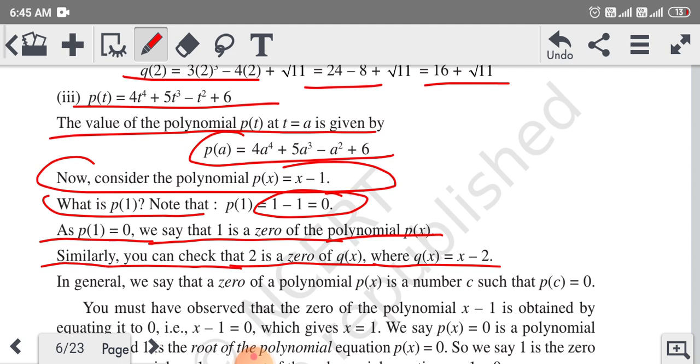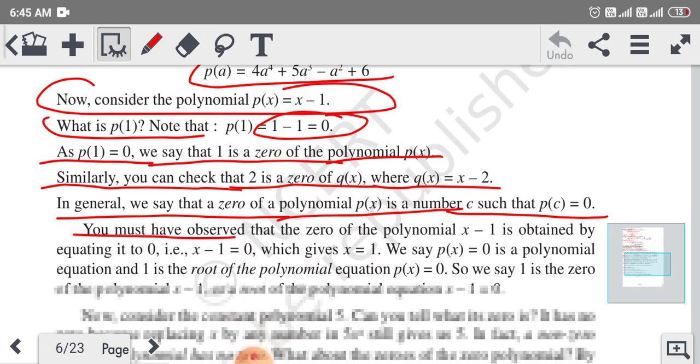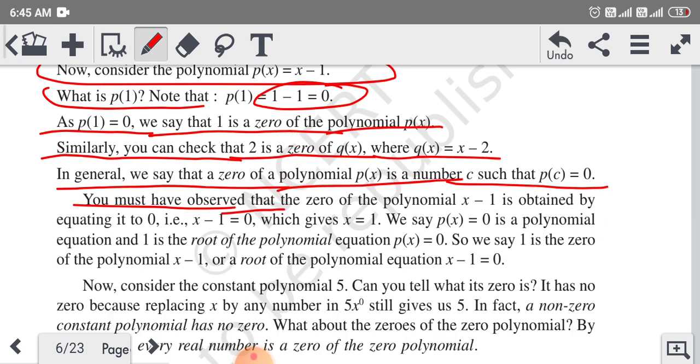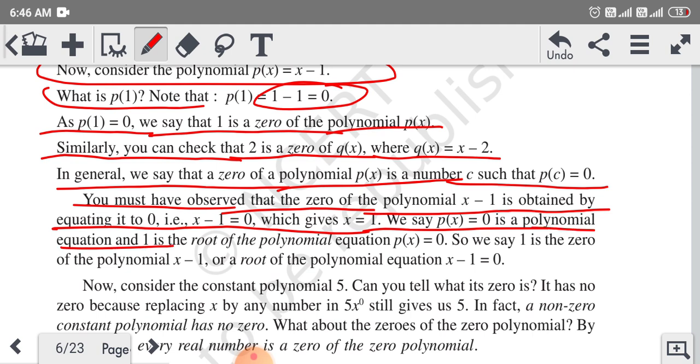In general, we say that a 0 of a polynomial p(x) is a number c such that p(c) is equal to 0. You must have observed that the zero of the polynomial x minus 1 is obtained by equating it to 0, that is x minus 1 is equal to 0, which gives x is equal to 1. We say that p(x) is equal to 0 is a polynomial equation and 1 is the root of the polynomial equation p(x) is equal to 0.